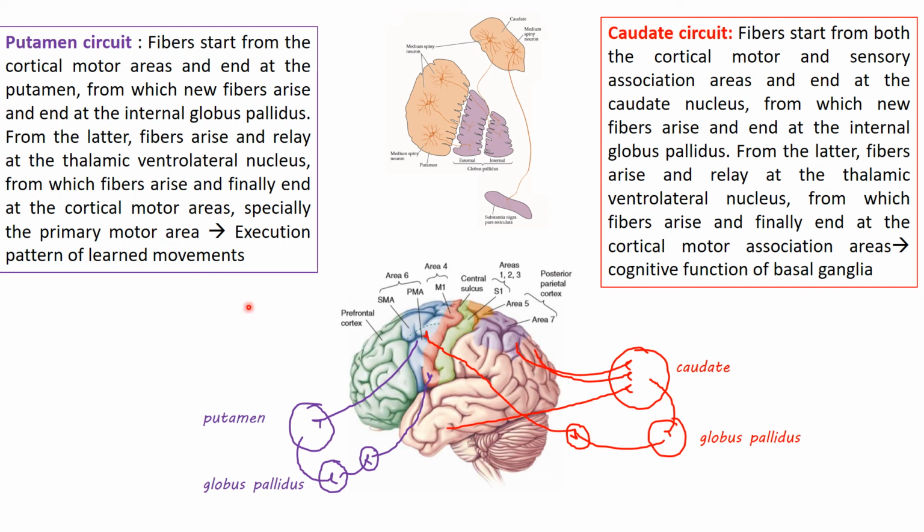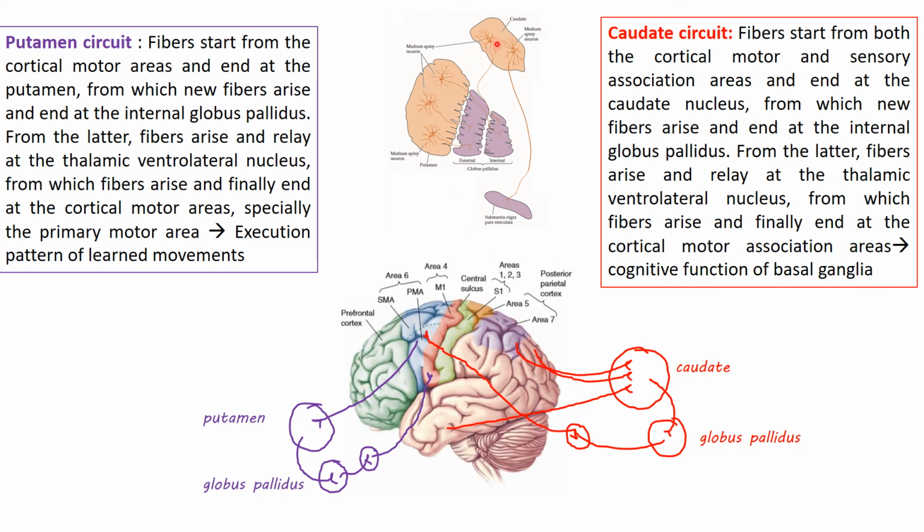And if we look to the function of these two circuits, the putamen circuit is concerned with the executing pattern of learned movement, while the caudate circuit plays an important role in production of the cognitive function of the basal ganglia.